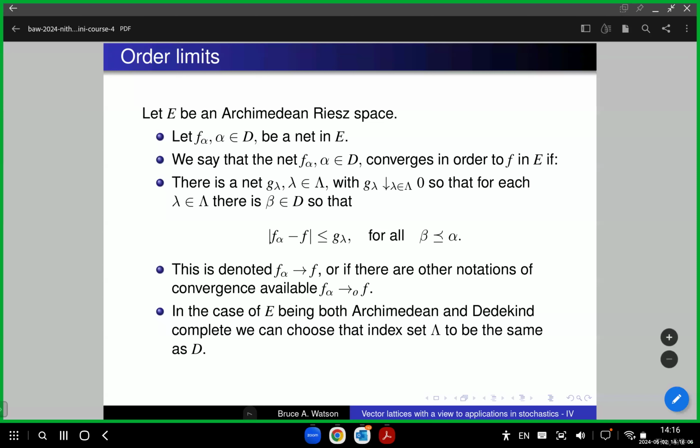And in this case, if f alpha is order convergent to f, we can denote it by f alpha with an o underneath, arrow f. And in the special case of a Dedekind complete Riesz space, we can dispense with having different nets, different index sets for the two nets. So we can simplify the case slightly.